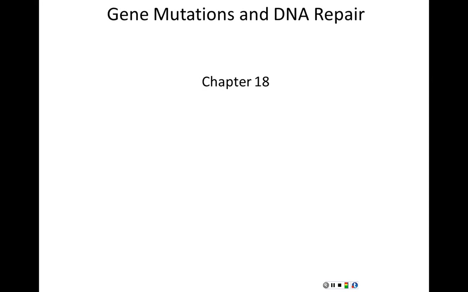So we've spent a lot of time this semester talking about all the things and how they work when they go right. And it's finally time now to talk about what happens when these things go wrong. So we're going to focus today's chapter on chapter 18 from your textbook. And this is all about gene mutations, what goes wrong at the individual nucleotides of genes, and then how that is repaired by our cells to try to get those genes back to their original state.